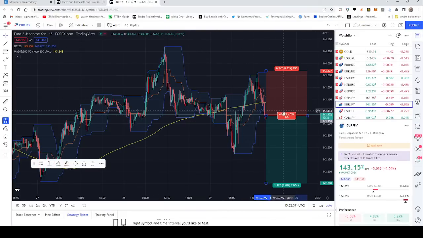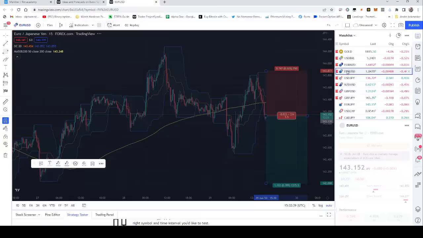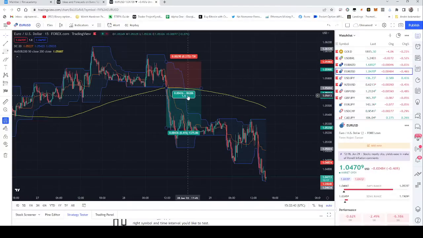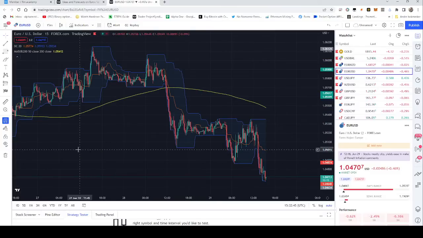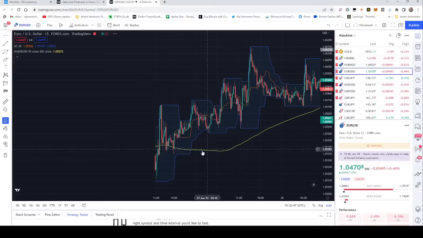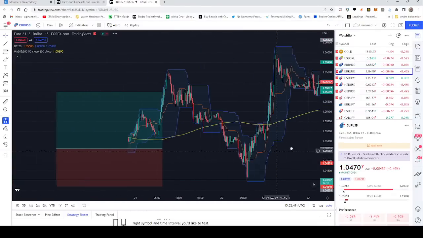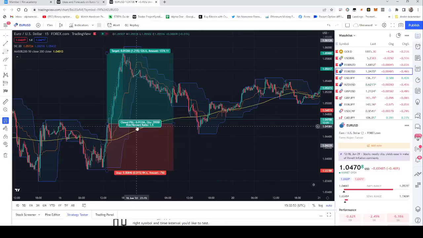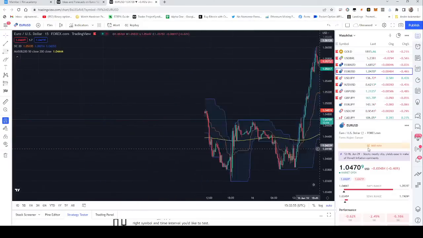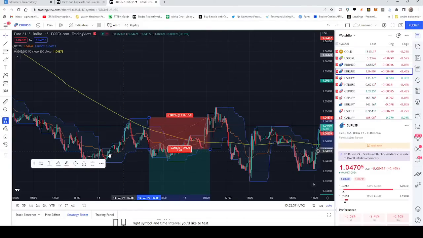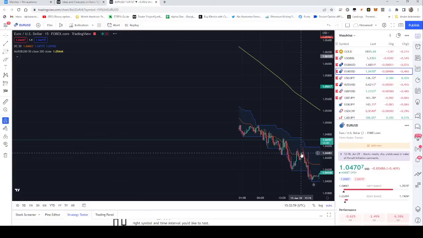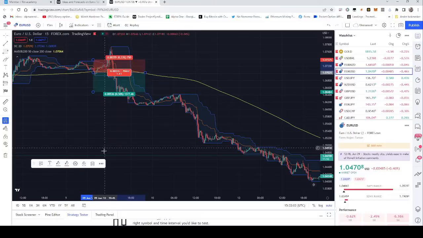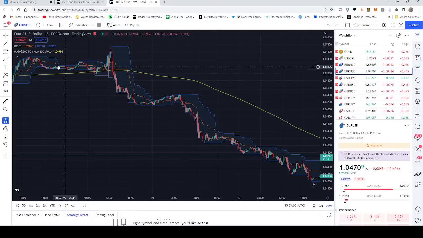Now we are going to go back to euro against dollar. We are going to remove all this because now we're going to take another strategy. Let me see if I remove it all. Let's remove this one and this one.